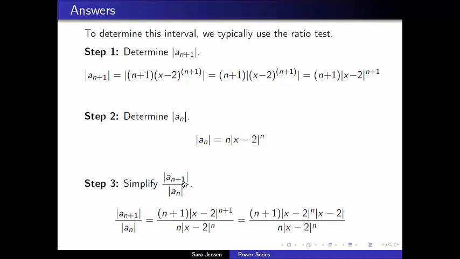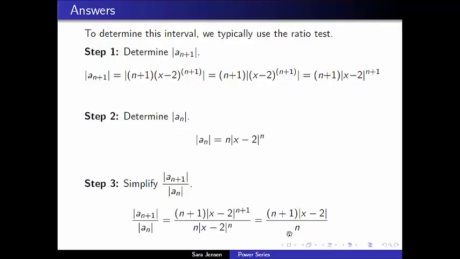Step 3 is to take these two quantities that we've just determined and divide them and simplify. So when we plug in our answers for step 1 and step 2 here, we get this equation right here. And in order to make some reductions, we're going to take that quantity x minus 2 raised to the n plus first power and break it up like so, with the nth power right here and one more copy of the absolute value of x minus 2 over here. That allows us to see more easily the repetition we have in the numerator and denominator so that we can cancel and get something a little bit simpler at this stage.